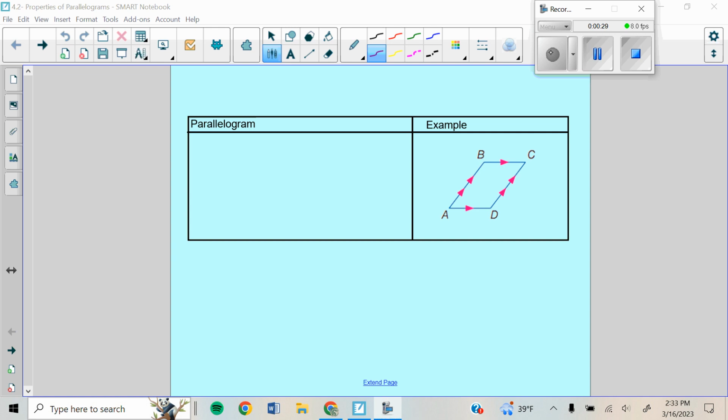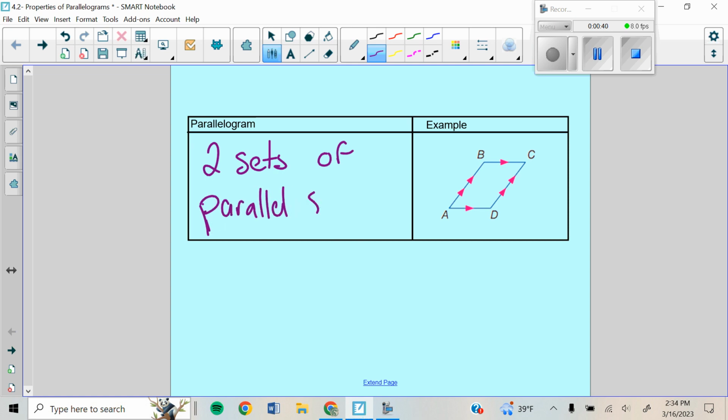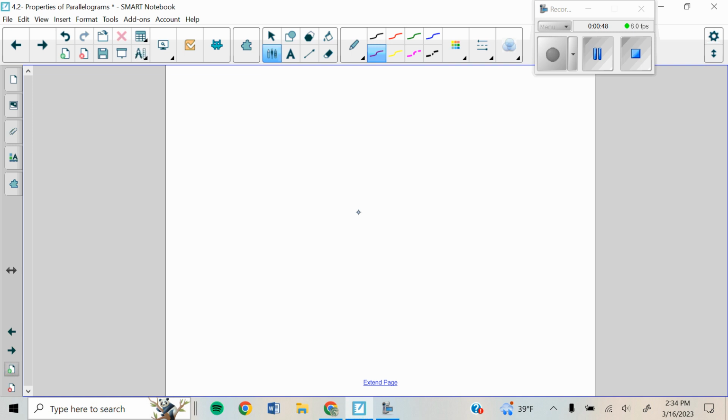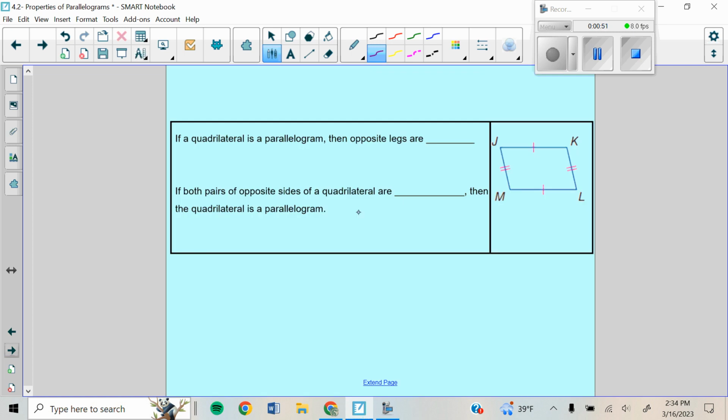So first up, we're going to start off with: a parallelogram has two sets of parallel sides. Okay, so if you see something that has two sets of parallel sides, it's a parallelogram. Parallelograms have some other properties here. It says if a quadrilateral is a parallelogram, so I'm telling you that this is a parallelogram, then the opposite sides or opposite legs are congruent. So if you know it's a parallelogram, you can automatically say, hey, the legs that are opposite are congruent.